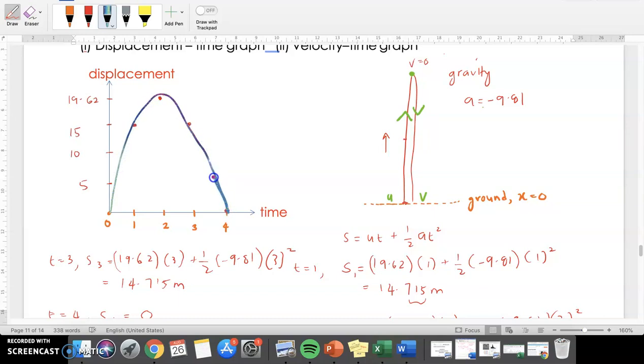And remember, I didn't teach you this, but our equation is S equals to ut plus 1 over 2 at squared for displacement, which is actually a parabolic equation. A parabolic equation with a negative acceleration gives us an inverted parabola that looks like this. So let's try to do the velocity time graph now.